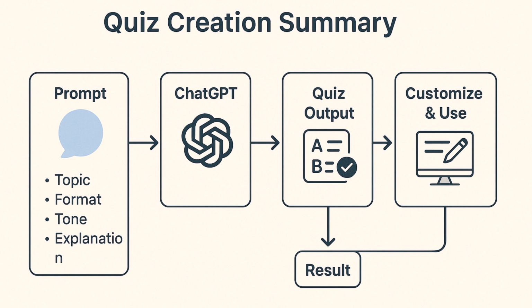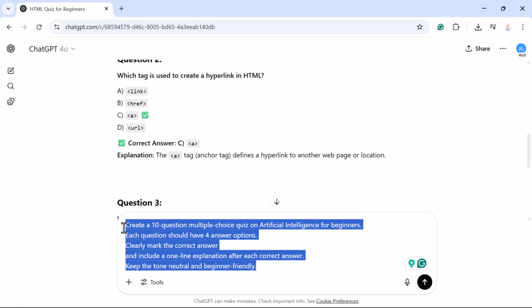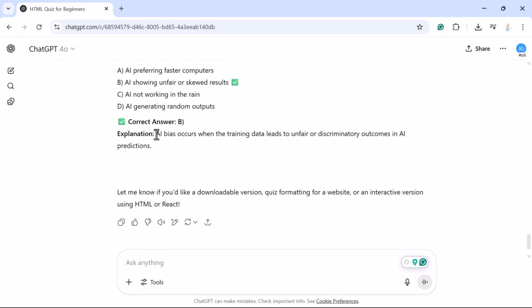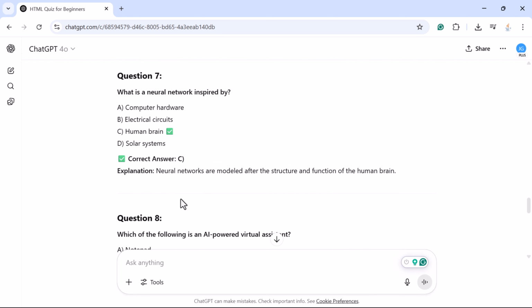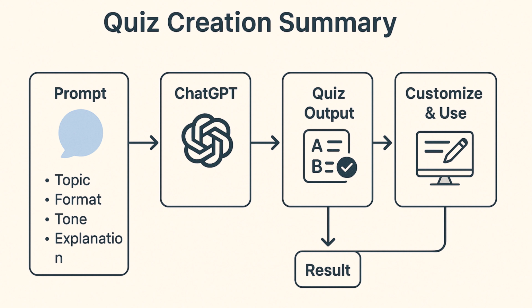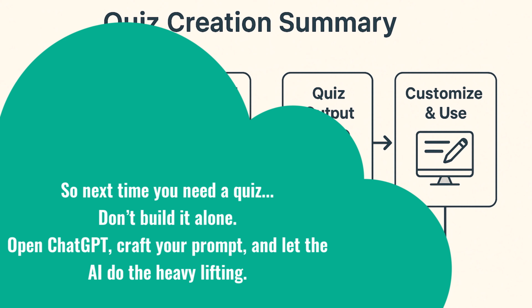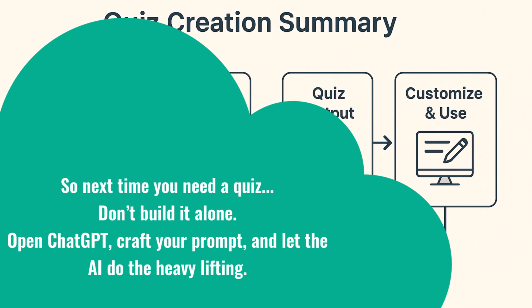You define the topic, the format, the tone, and how detailed the response should be. Then with just one click, you get a complete quiz with questions, options, correct answers, and even explanations. No more starting from scratch, no more repetitive formatting, just focused, smart quiz generation on demand. So next time you need a quiz, don't build it alone. Open ChatGPT, craft your prompt, and let the AI do the heavy lifting.